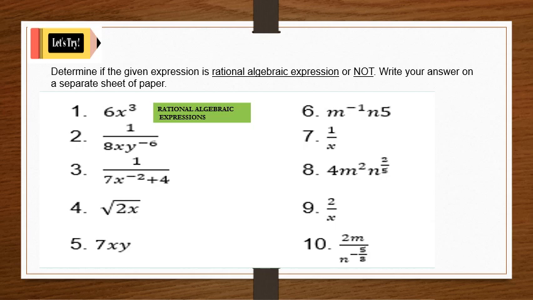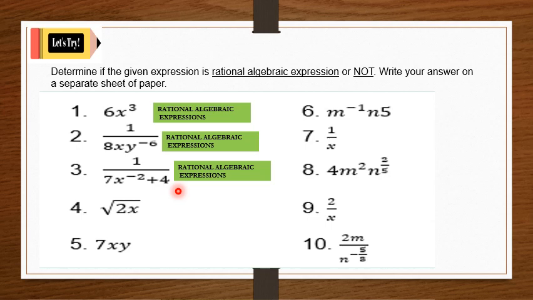Number 2, 1 over 8xy to the negative 6. Okay, that's a rational algebraic expression. Number 3, 1 over 7x to the negative 2, raised to negative 2 plus 4. That is a rational algebraic expression. Number 4, square root of 2x. That is not a rational algebraic expression because of the square root, because of the radical sign.